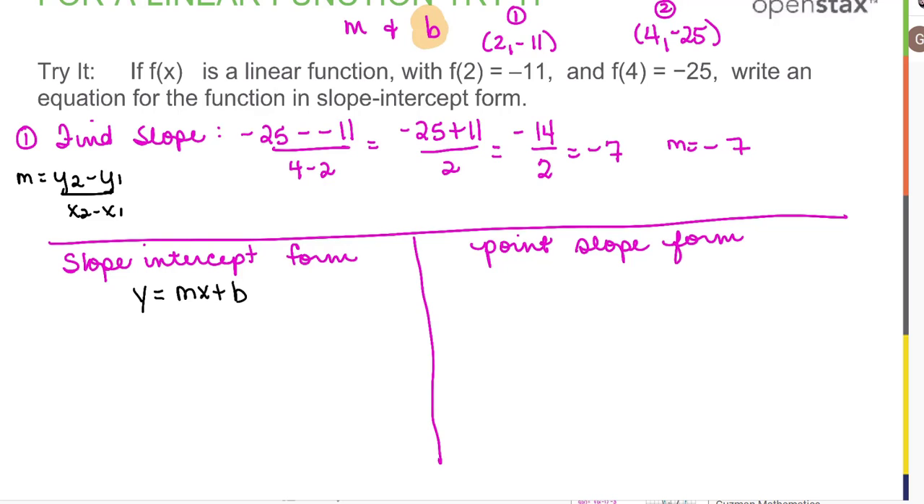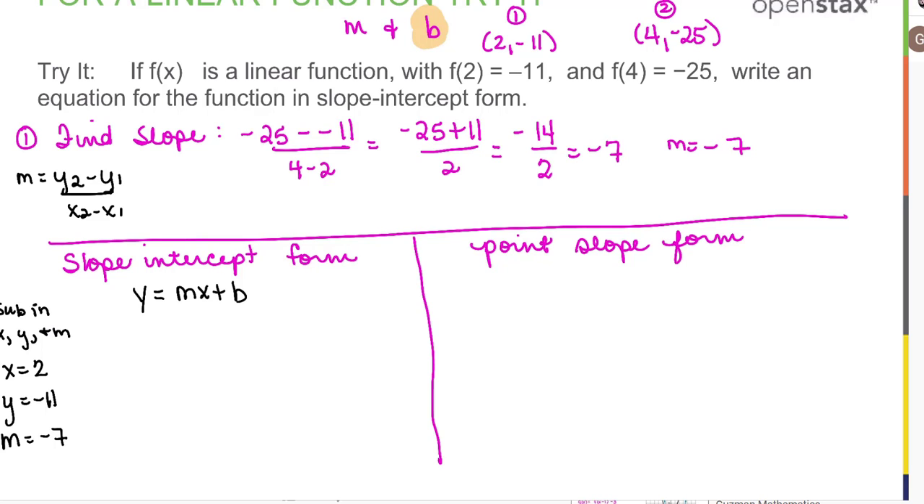And what you're going to do is you're going to sub in x, y, and m. So you're going to pick one of these 2 points up here. Either the first one or the second one, it doesn't matter. Either one will yield the same answer when we're finished. So just pick a point. I'll just pick the first one. So in this case, x equals 2, y equals negative 11, and we just found m, that's negative 7.